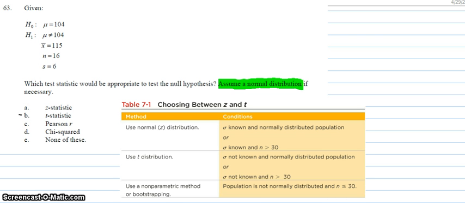So the correct answer here is B, T statistic. So your answer is B. We will circle B. And the reason it is B is because the population standard deviation is unknown.